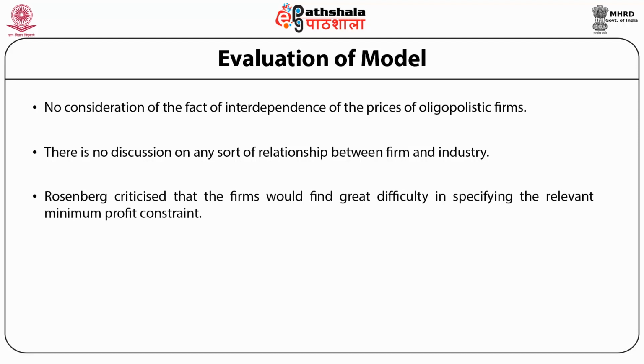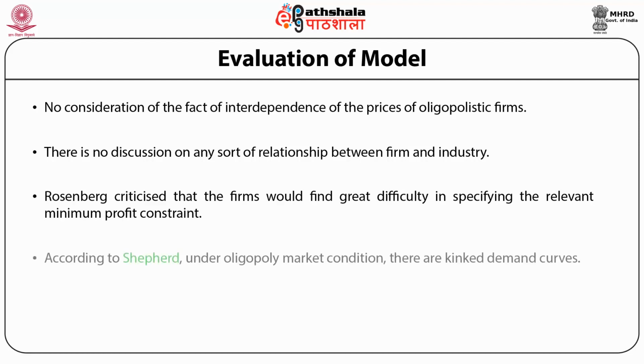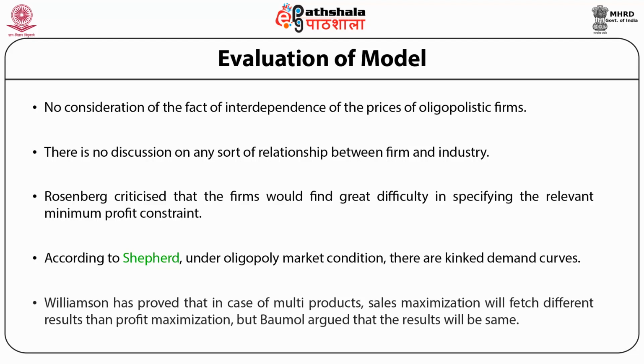Rosenberg criticized that firms would find great difficulty in specifying the relevant minimum profit constraint. According to Shepard, under oligopoly market conditions, there are kinked demand curves. When the kink stays for a long period, total revenues and profits will be maximum at the same output level. Williamson has proved that in case of multi-products, sales maximization will fetch different results than profit maximization. But Baumol argued that the results will be the same.